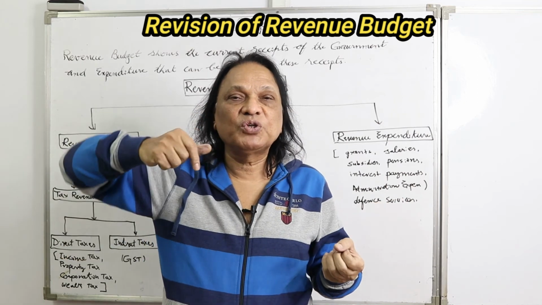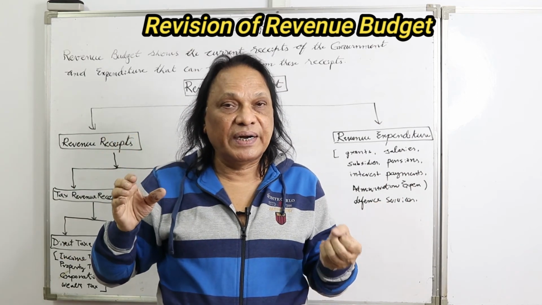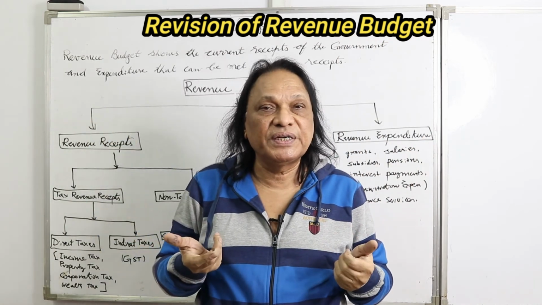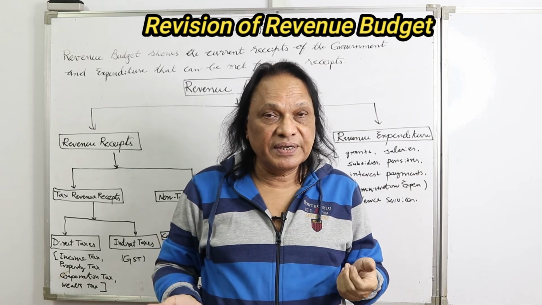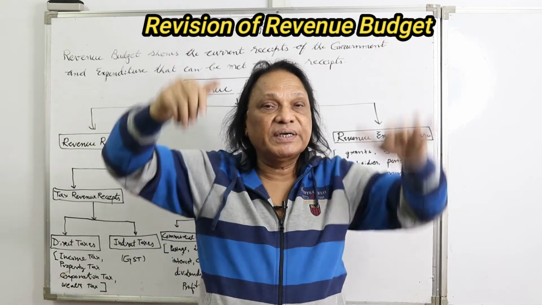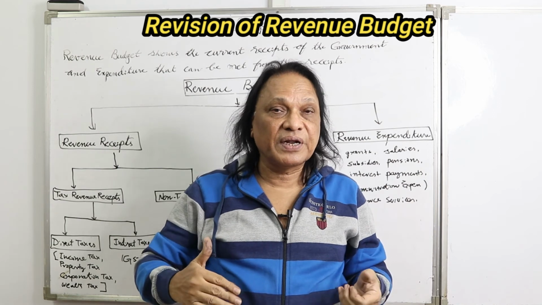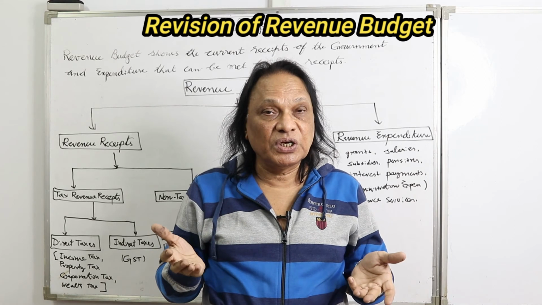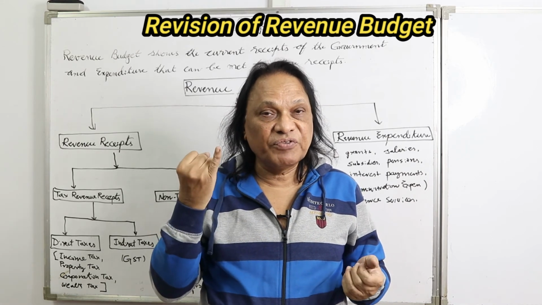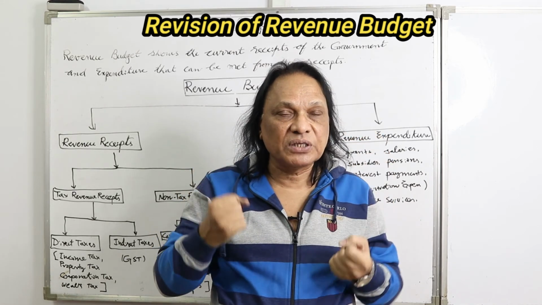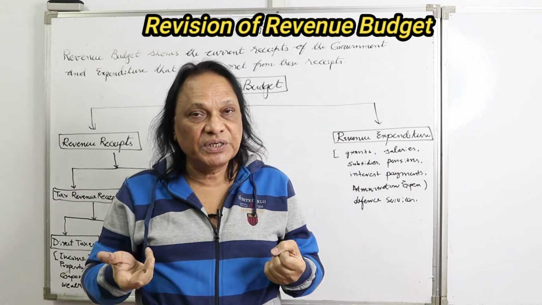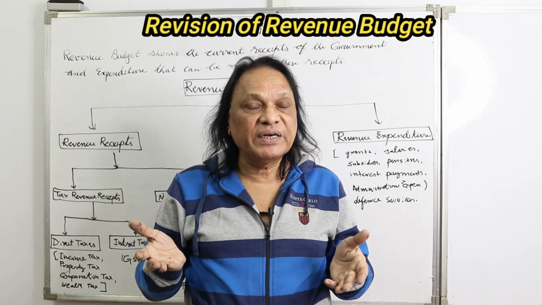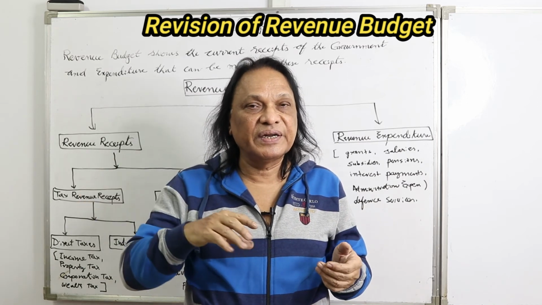Revenue receipts, how do you define revenue receipts? And then you have revenue expenditure. What are revenue receipts? Revenue receipts neither increase the liabilities of the government nor decrease its assets. Again, revenue receipts are divided into two parts: tax revenue receipts and non-tax revenue receipts. Tax revenue receipts are in terms of taxes which the government collects from the public. These are again divided into two parts: direct taxes and indirect taxes.